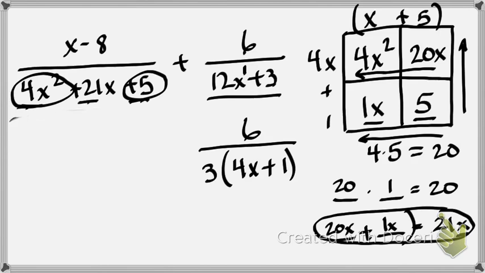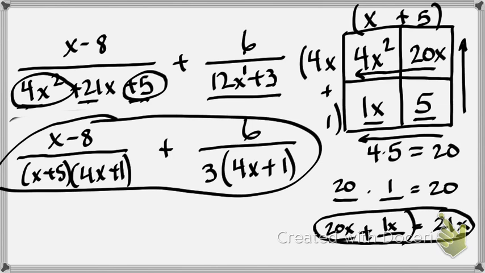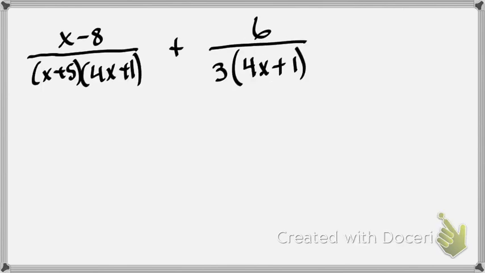And so if we come back to here, we can now say that this factors into x minus 8 is just going to stay the same on the top. And then this x plus 5 becomes one of my factors over here on the box method. And this 4x plus 1 is also going to be a factor that I have on my left side. Okay. So now let's take this over to the next page where we have some more room.